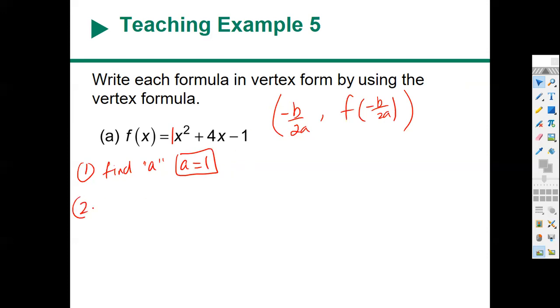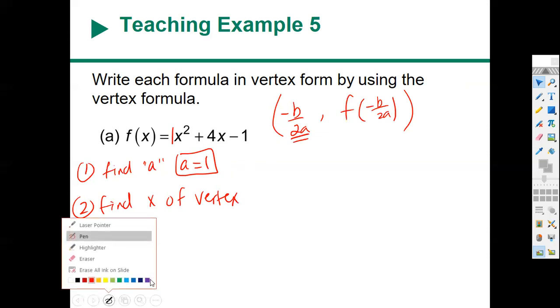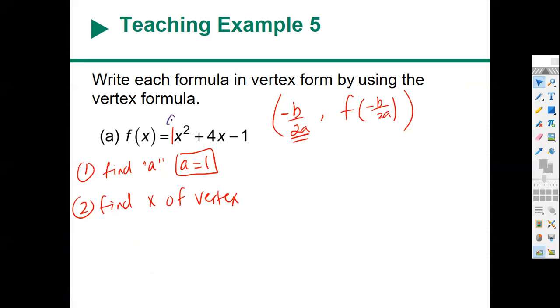Step 2 is to find the x of your vertex. So to find the x of your vertex, you're following this formula, negative b divided by 2a. So remember, this is your a, your b, and your c. So I'm going to plug in to find the x value of my vertex, which is going to equal negative 4 divided by 2 times 1, which equals negative 4 divided by 2, which is negative 2.